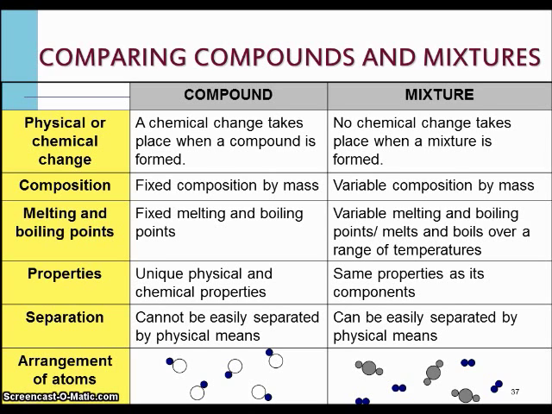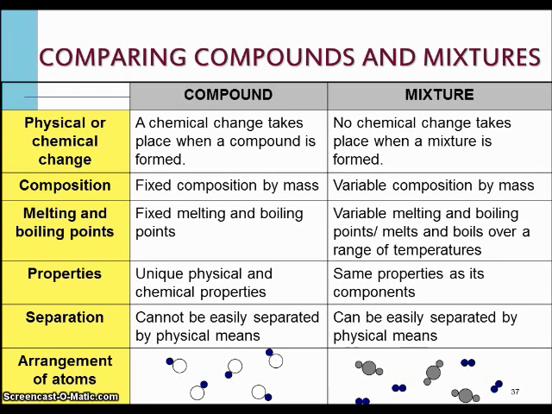Next, we look at the melting and boiling point of a compound and mixture. A compound will have a fixed melting and boiling point. Compare this with a mixture. Again, a mixture will have a variable melting and boiling point, and it melts and boils over a range of temperatures.